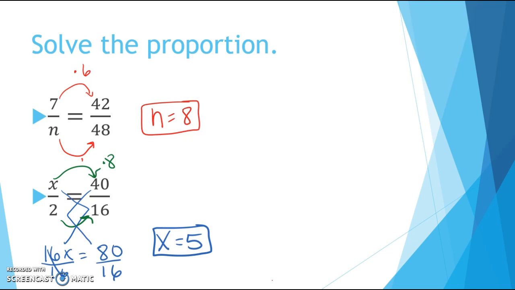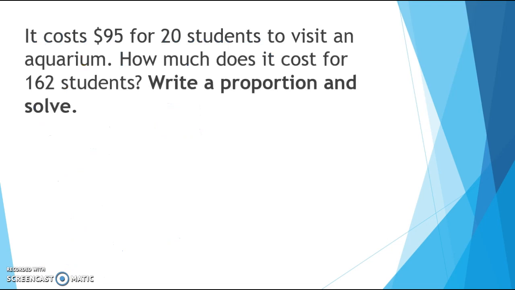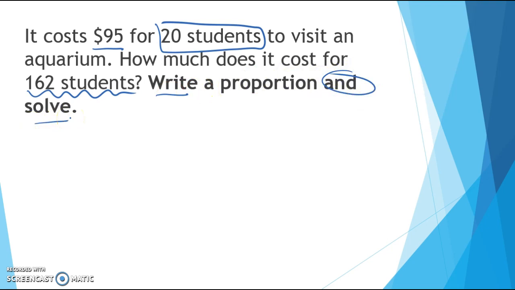So our next slide goes over a word problem. It says it costs $95 for 20 students to visit an aquarium. So that's some important information. I'm going to box and underline. How much does it cost for 162 students? So here we need to write and solve it. So we're not just writing, we're actually solving here.